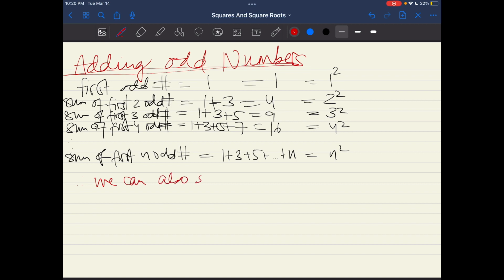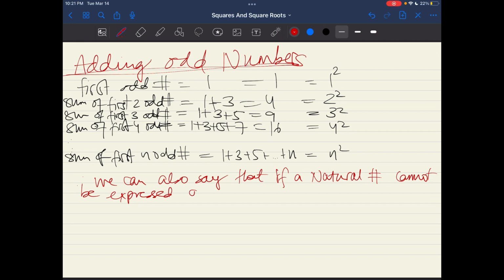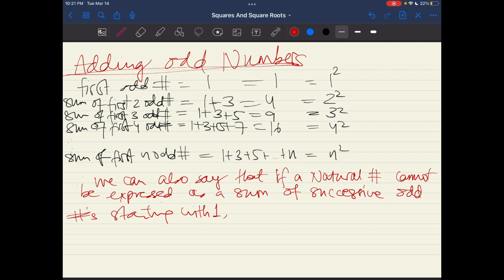Therefore, we can also say that if a natural number cannot be expressed as a sum of successive odd numbers starting with 1, then it is not a perfect square.